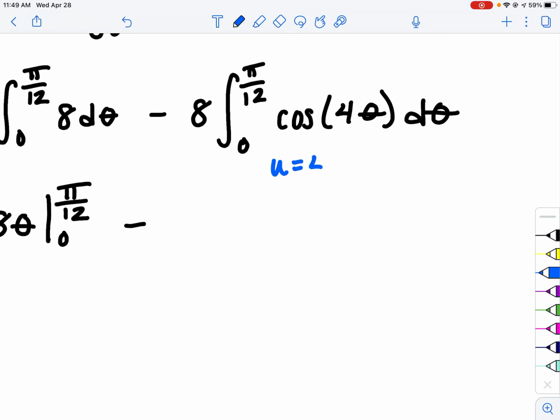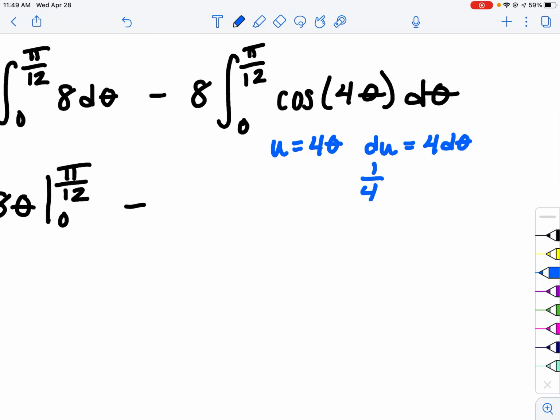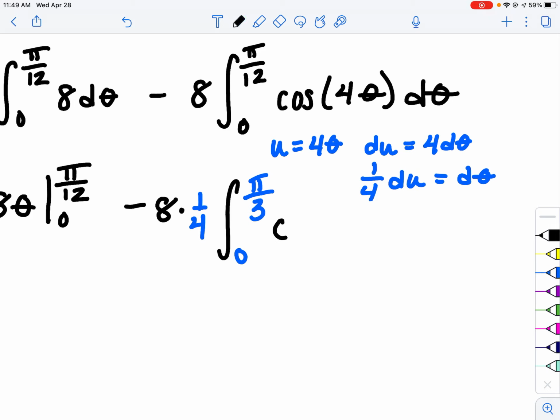Minus, okay, so now let's do some u substitution. So we're going to substitute in for the 4 theta. So my du would equal 4 times d theta. Well, that tells me that 1/4 du is equal to d theta. So I'm going to get minus 8 times my 1/4 integral. Now I'm just going to replace my limits of integration here. So 0 times 4 is 0, and 4 times pi over 12 is pi over 3. And then we've got cosine of u du.